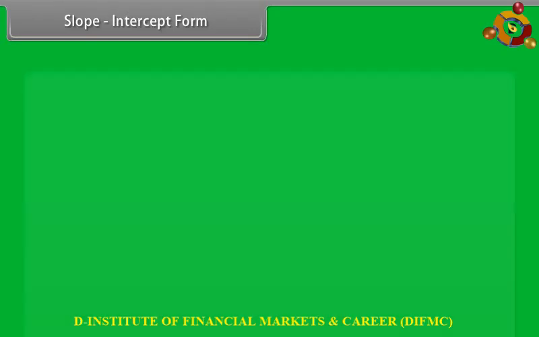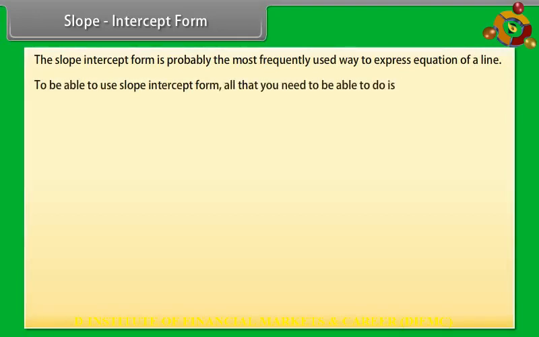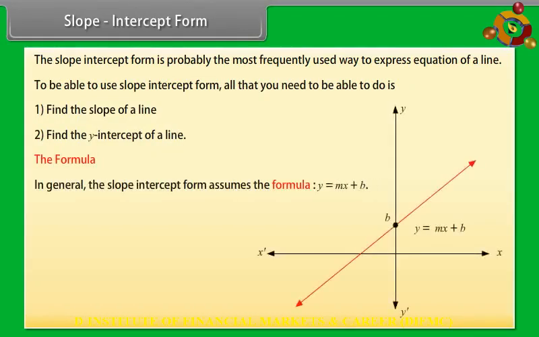Slope-intercept form. The slope-intercept form is probably the most frequently used way to express the equation of a line. To use slope-intercept form, all that you need to be able to do is find the slope of a line and find the y-intercept of a line. In general, the slope-intercept form assumes the formula y equals mx plus b, where m is the slope of the line and b is the y-intercept.